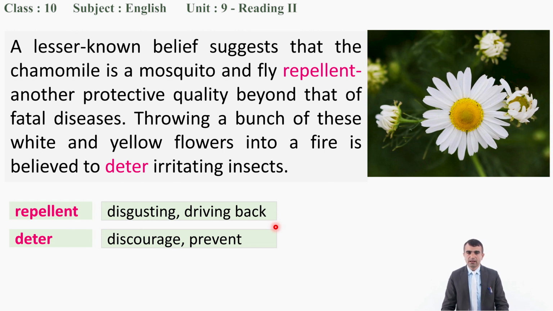Okay. Now, another use of chamomile, the same flower. Why is it used? To deter irritating insects. If you throw it in a burning fire, it deters irritating insects. And it also works as a mosquito and fly repellent.